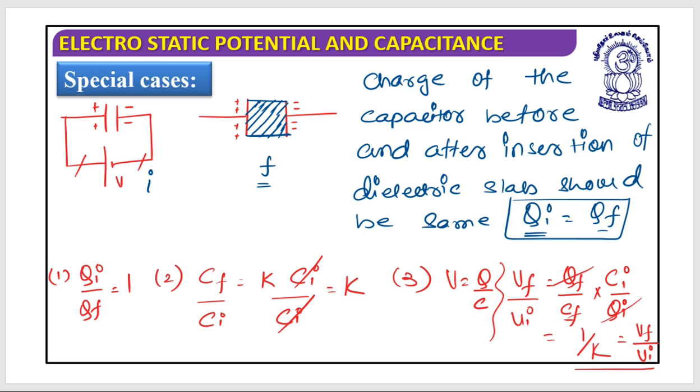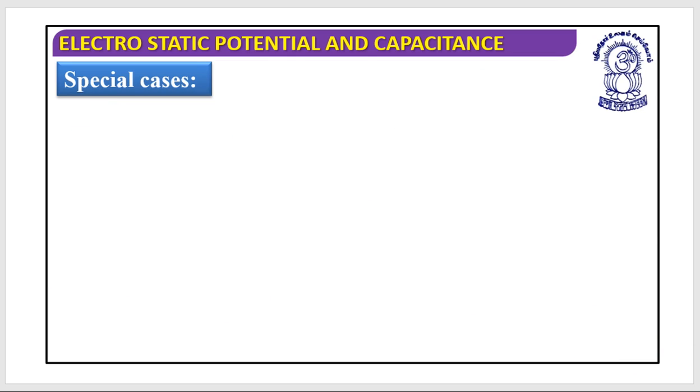I hope these things are clear to you. Is it clear? Are you sure? VF by VI is equal to 1 by K. And last, the fourth, the energy stored in the capacitor. So this is UF by UI. Now again, time for rough work in your brain: which relation should I use? One relation is Q square by 2C, another is QV by 2, and one more is half CV square.